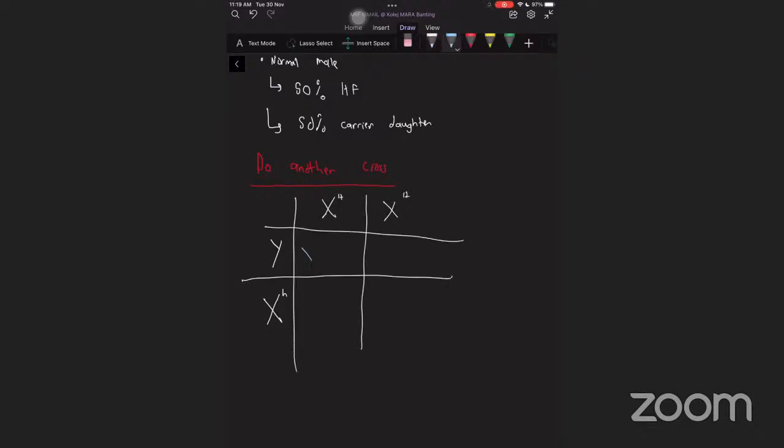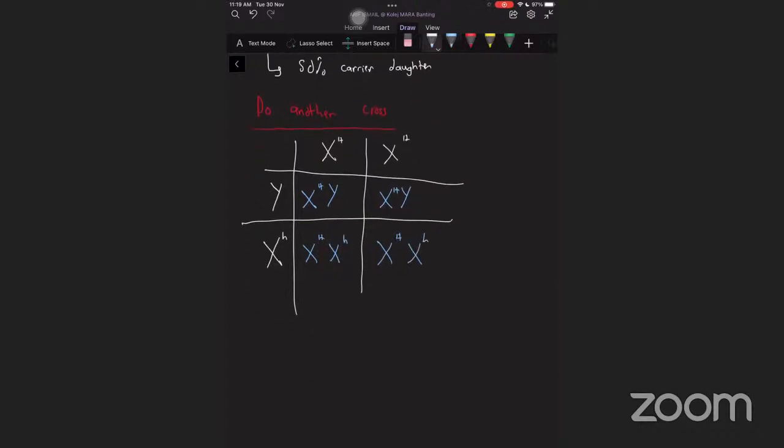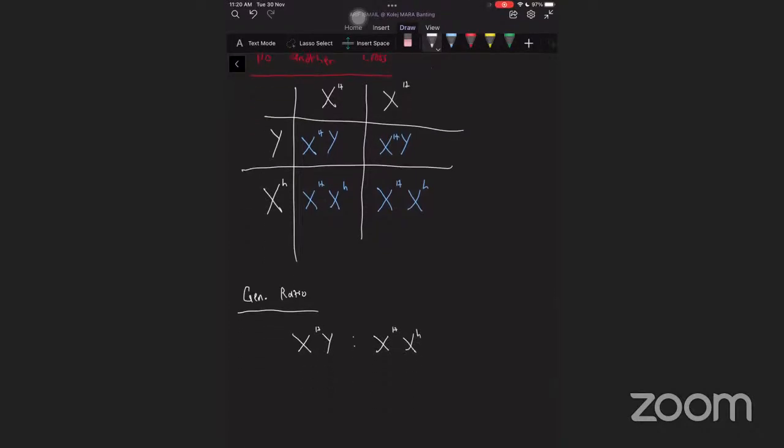XHY, XH besar, XH kecil, XH besar, XH kecil. Alright, so if we do the genotypical ratio, we'll get XH besar Y, and then the ratio with XH besar XH kecil, and that is a ratio of 2:2, so that's a ratio of 1:1.